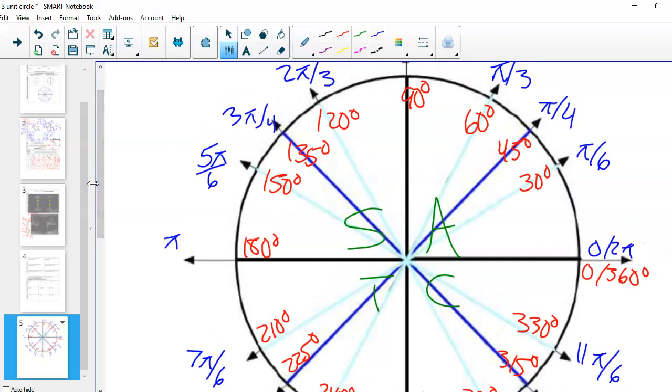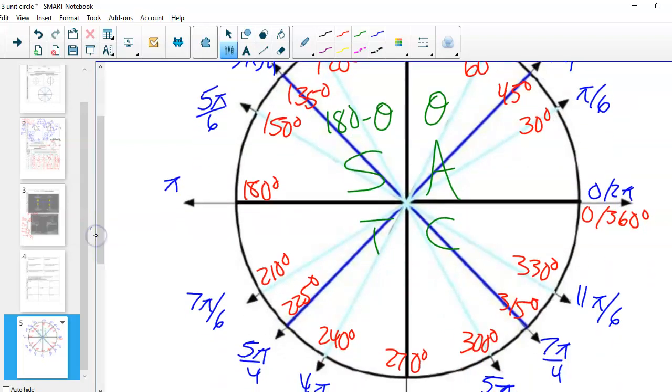Alright, I'm also going to put the reference angles in here. So this is whatever it is, that's our reference angle. This is 180 minus our reference angle. This is our angle minus 180. And this is 360 minus our angle.